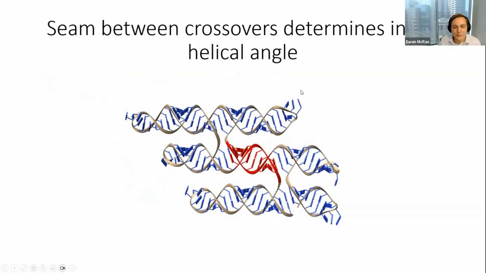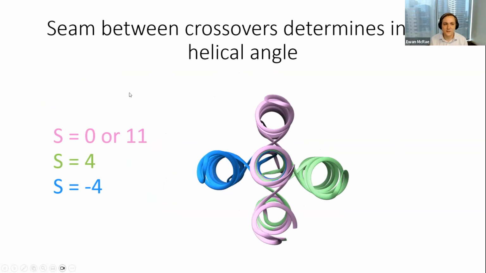And the final important parameter that we control in all our designs is what we call the crossover seam. So if we have 3 or more helices, the number of bases between these 2 crossovers is going to dictate the amount of curvature between adjacent helices. So if you have something like 0 or 11 bases, you're going to have very slight curvature, whereas if you have something close to half a helical turn, you're going to have more of an acute angle between these helices.